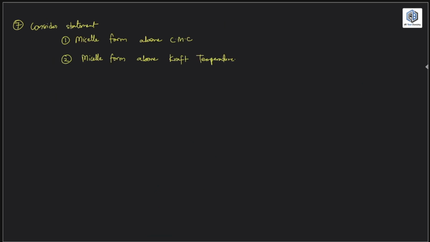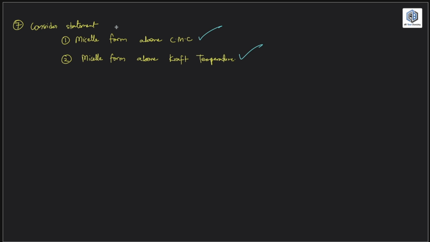The next question is from micellization. It says: consider the statements, micelles form above critical micellar concentration, and micelles form above Kraft temperature. Both these statements are correct. Micelles are formed above critical micellar concentration, so the concentration of the monomers should be higher than this critical micellar concentration in order for micelles to form.